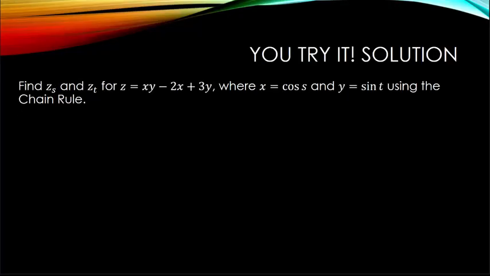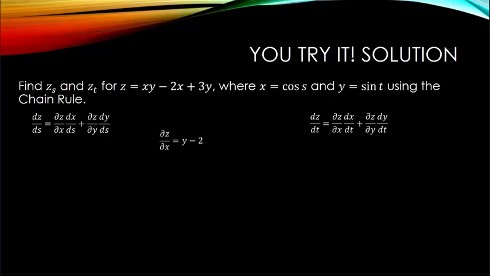In this case, I'm finding both z_s and z_t, and I'm doing both of them by using the chain rule, so that dz/ds will be given by the partial of z with respect to x, dx/ds, plus the partial of z with respect to y, dy/ds, and dz/dt is given by the partial of z with respect to x times dx/dt plus the partial of z with respect to y, dy/dt. The partial of z with respect to x is y minus 2. The partial of z with respect to y is x plus 3.